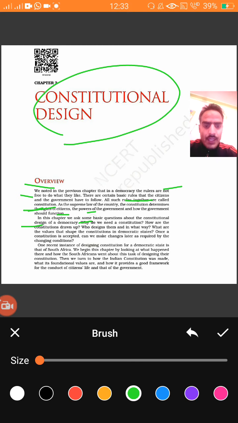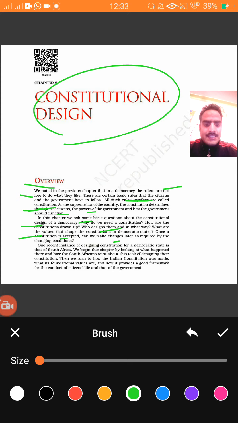Okay, who designed them and in what way? What are the values that shape the constitution in democratic states? Once a constitution is accepted, एक बार constitution जब accept हो गया, can we make changes later as required by the changing conditions? This type of question we will ask in this chapter.